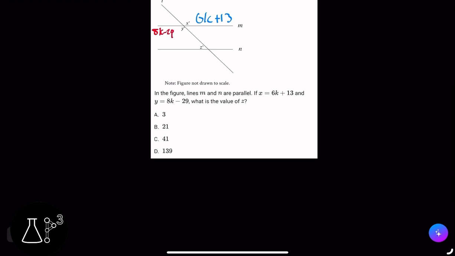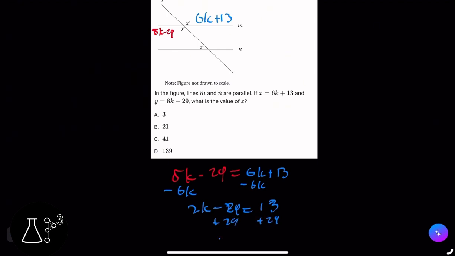But notice how both of the angles are opposites. What does that mean? Both angles are equal to each other. So I can set both equations equal to each other to look for K. I can do 8K minus 29, which equals 6K plus 13. And now I can solve for K. So if I subtract 6K on both sides, I'm left with 2K minus 29, which then equals 13. If I add 29 on both sides, I get 2K equals 42.